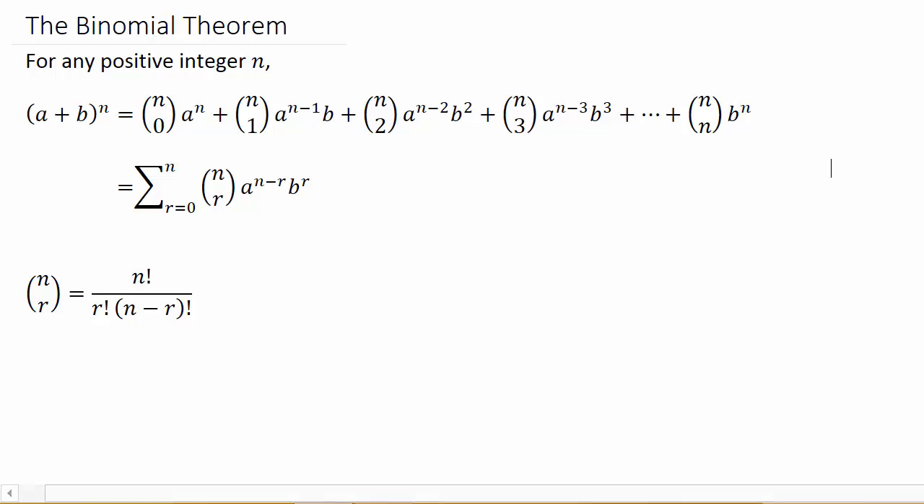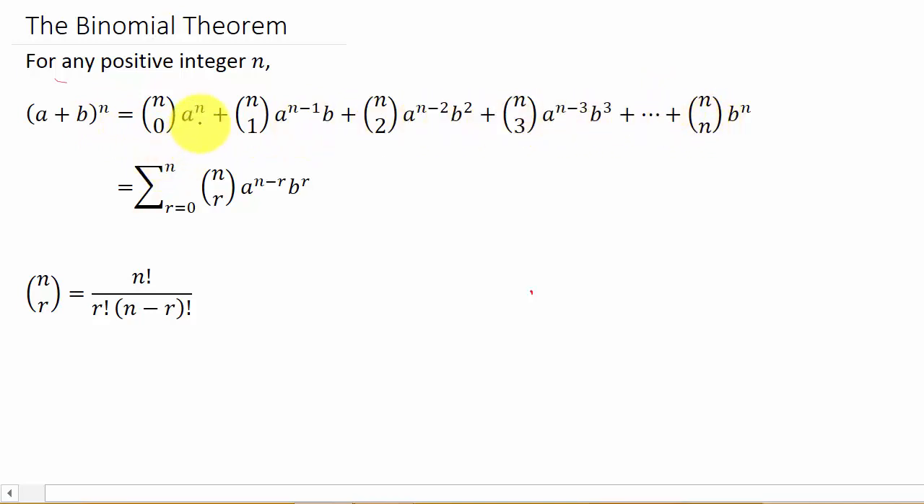Alright, so in this video we're going to look at expanding a binomial raised to a power using the binomial theorem. And here's your binomial theorem. It says for any positive integer n, (a + b)^n is equal to this thing.